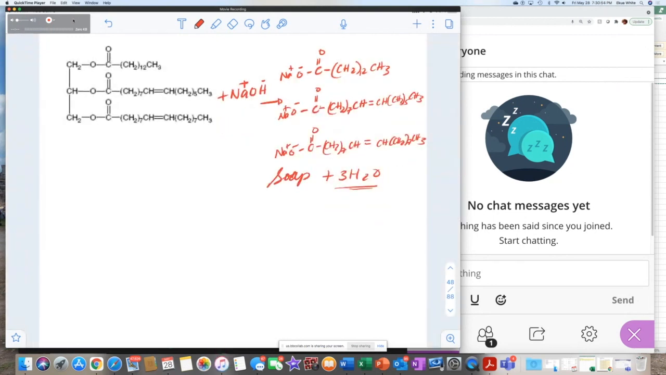So when we're in lab and we're making this, we made a lot of soap because you can see how each one of these triacylglycerols produces 3 times the amount of soap.